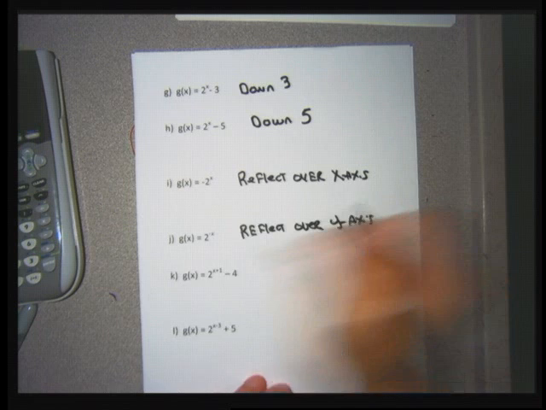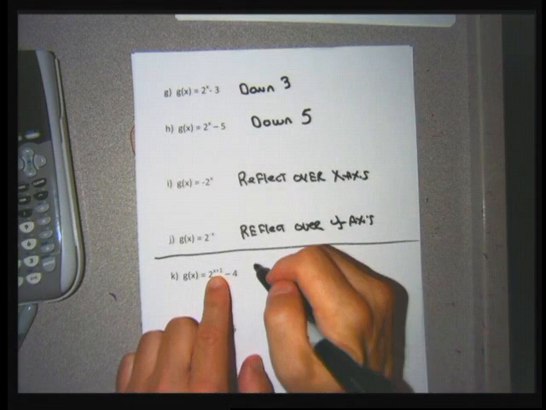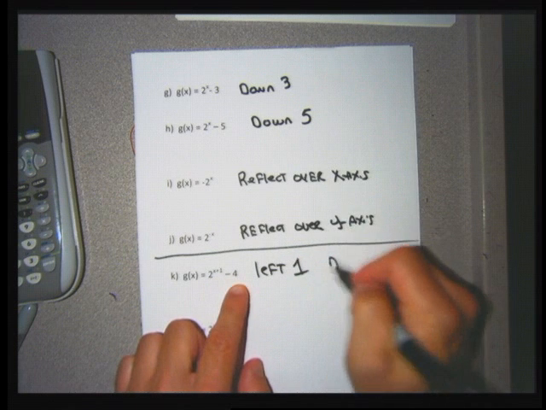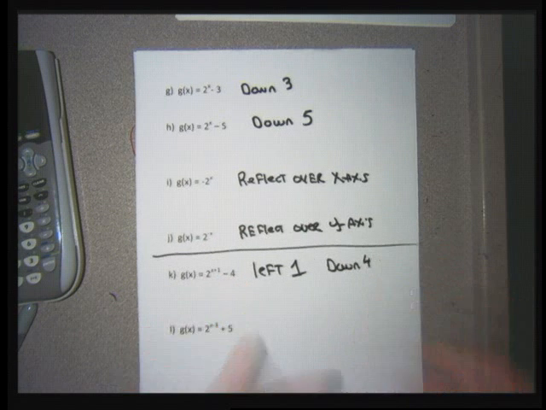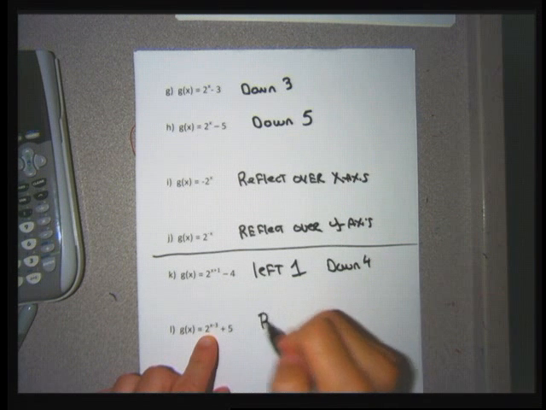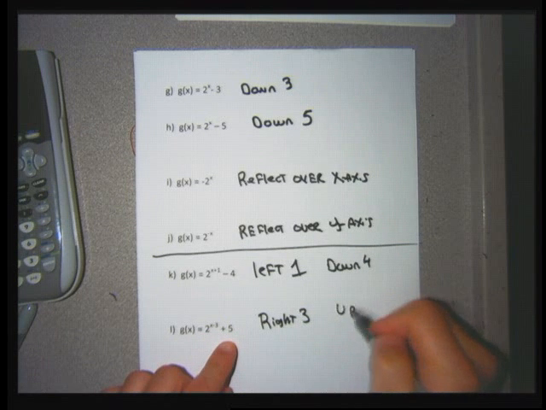So up through J, each of the problems only had 1 movement: left, right, up, or down, reflected over the x-axis, reflected over the y-axis. K has two movements. The plus 1 in the exponent moves it left 1. The minus 4 that's not in the exponent moves it down 4. Again, I'm being very short as to what I'm writing, but I'm writing the important part, the description of the movement that makes this different than the graph of 2 to the x. Part L, the minus 3 in the exponent moves it right 3, and the plus 5 moves it up 5.